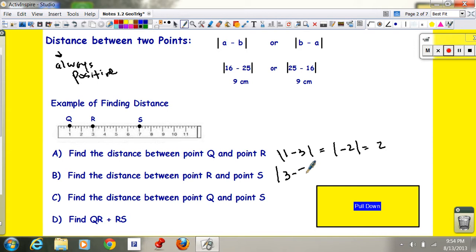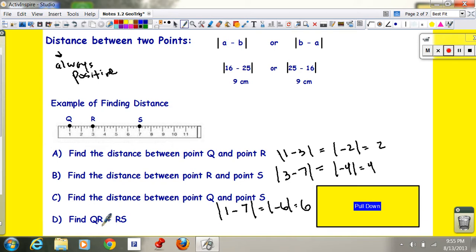Absolute value of 3 minus 7. And you could go 7 minus 3. As long as you're doing absolute value, you're going to get the same answer. Absolute value of negative 4, which would be 4. Find the distance between Q and S would be 1 minus 7. So it would be the absolute value of negative 6, which would be 6.